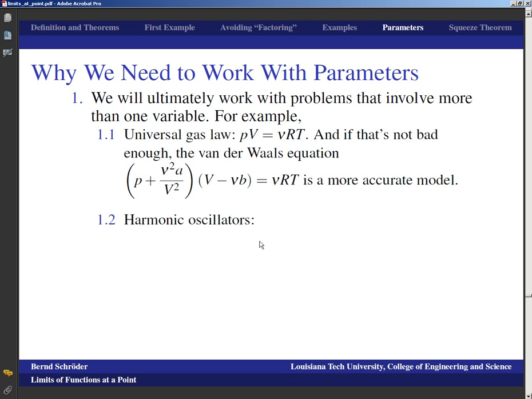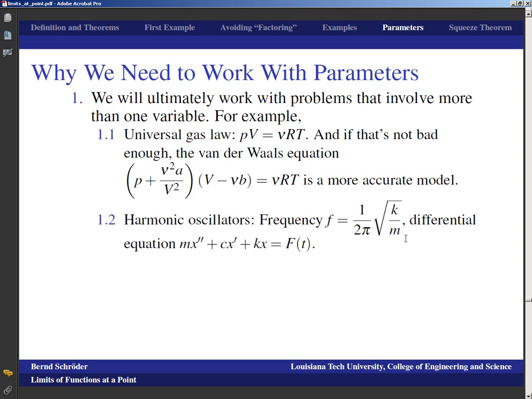We also sometimes deal with harmonic oscillators, and the frequency of a harmonic oscillator of a spring mass system is f equals 1 over 2 pi times the square root of the spring constant divided by the mass. And the differential equation for that is mass times second derivative of displacement plus friction constant times velocity plus spring constant times displacement equals outside forces. If those things currently don't make sense, if you haven't had that, don't be bothered by it.